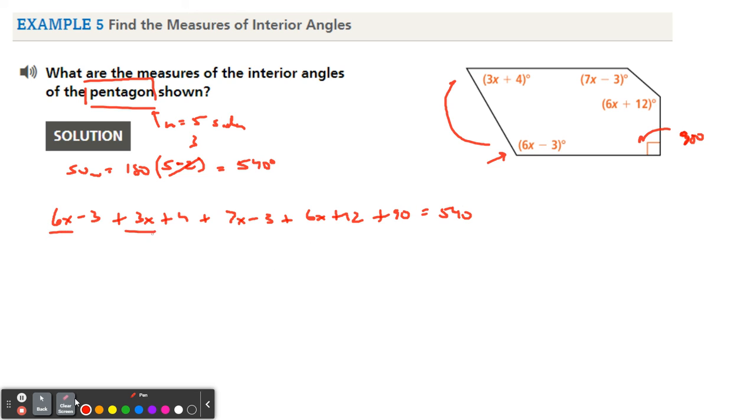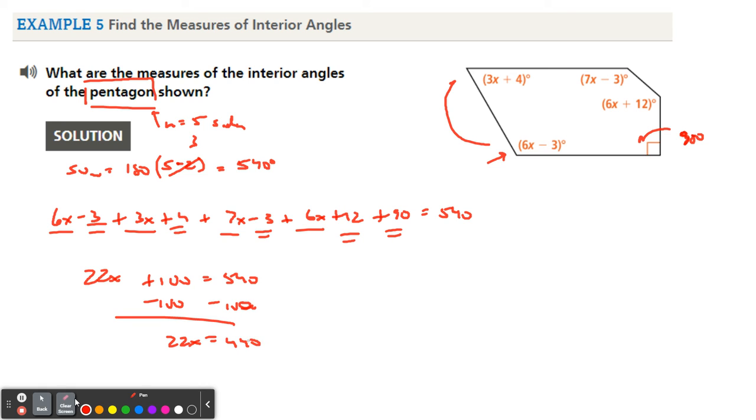Let's combine our x terms. 6, 9, 16, 22, 22x. Let's combine our numbers. Negative 3, positive 1, negative 2, positive 10, positive 100. Plus 100 equals 540. We're going to subtract 100 from both sides. 22x equals 440. And we'll divide by 22. And that looks like x is going to be 20.